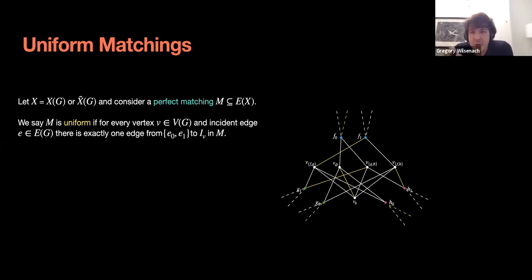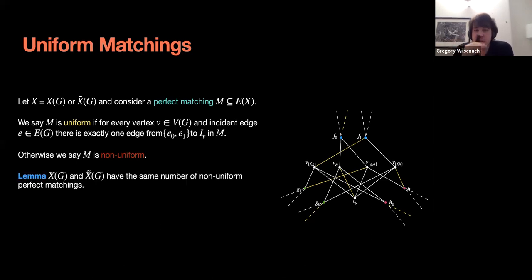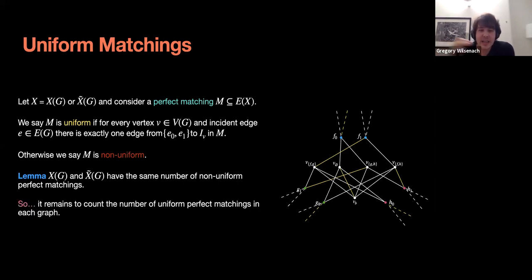notice that f0 isn't connected to any of the internal vertices via the matching, but f1 is. Similarly, g1 is connected to the internal vertices, g0 isn't. Right? So in each case, we can either pick g1 or g0, f1 or f0, h1 or h0. Exactly one of them must have a matching to the internal vertices. We call these uniform matchings, and the other ones are non-uniform. And it's possible to show that the number of non-uniform matchings in these two graphs are the same. So the really interesting question is, how can we count the number of uniform perfect matchings?